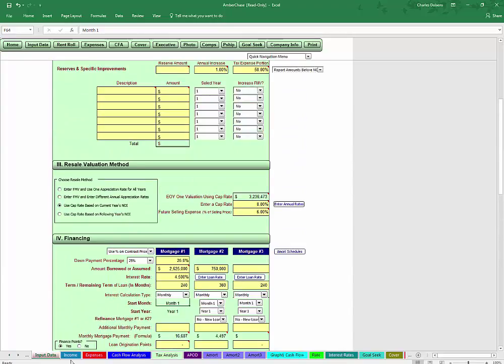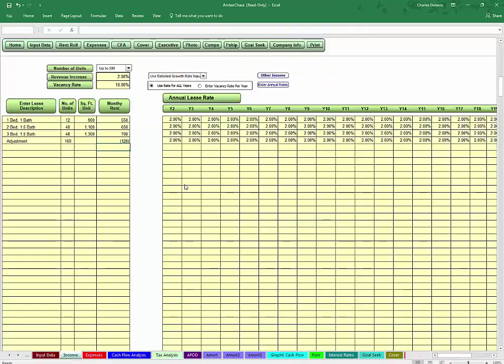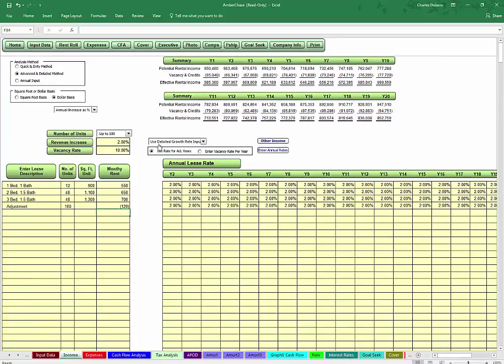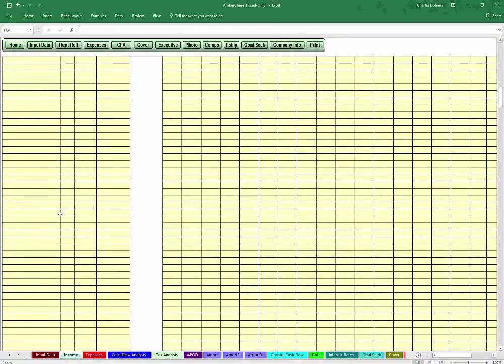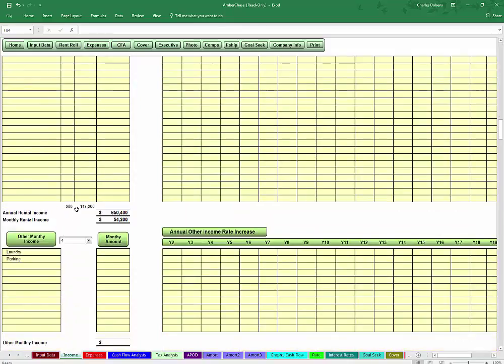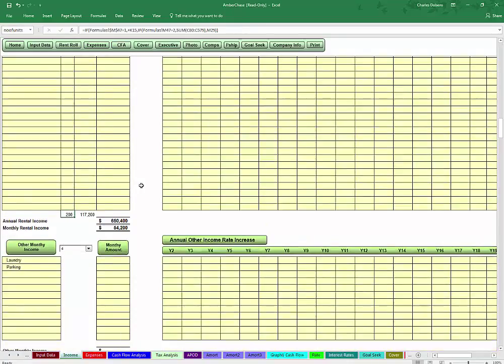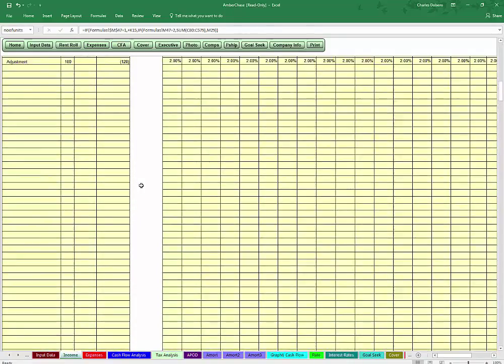Now what I do is I jump over to the income. And this is where we go a little bit off the reservation. Let me show you. It's a 100-unit property, right? Wait a minute. Hold on a second here. How many units do we have in here? 200 unit property? Something's wrong. I thought you said it was a 100-unit property.